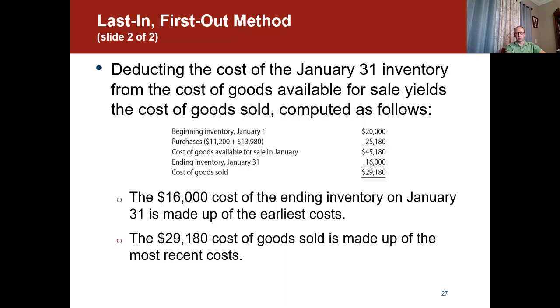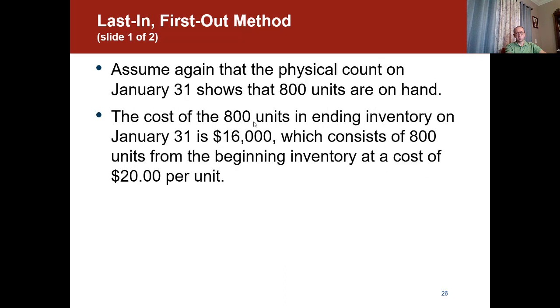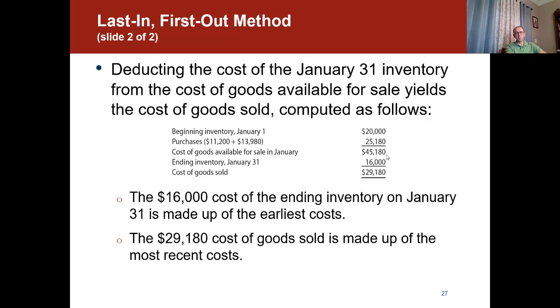Then we subtract the ending inventory, which is the 16,000 that we just calculated in the previous slide, which is the 800 multiplied by $20 per unit. Remember, we had 1,000 units in our beginning balance. So we had enough to cover it in one batch. So we subtract the 16,000 from the 45,180, and that will give us a cost of goods sold of 29,180. So the $16,000 cost of the ending inventory on January 31st is made up of the earliest cost. The 29,180 cost of goods sold is made up of the most recent cost.